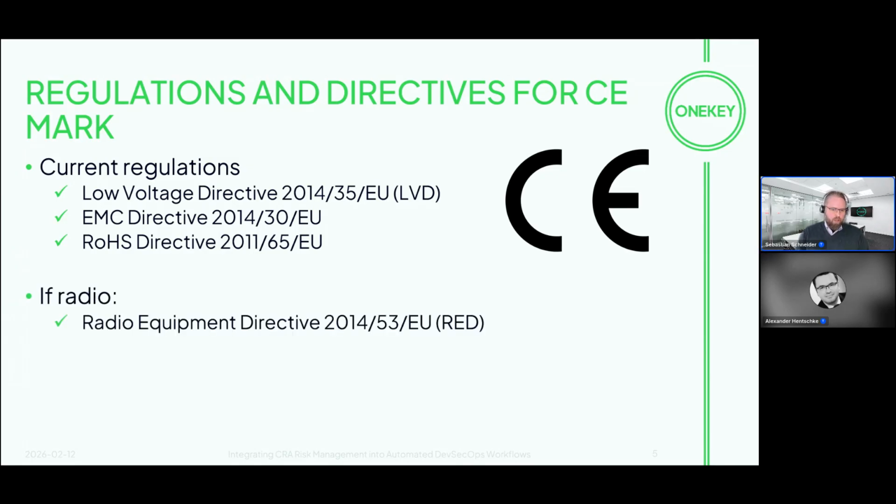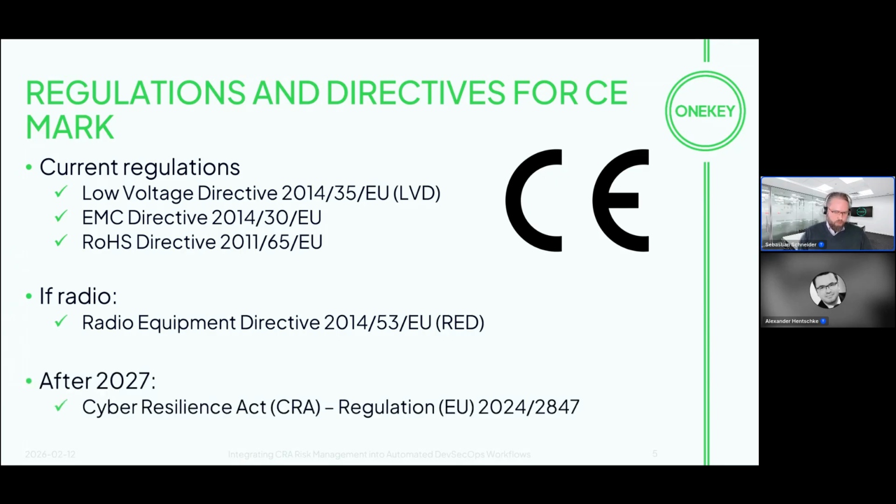If your product is somehow radio connected, so if it has an antenna and also is capable to use network protocols over this wireless connection, then you have to comply not only with the radio equipment directive, but also with the cybersecurity requirements from EN 18031. And then in future, after 27, there will also be the Cyber Resilience Act requirements, which you have to comply to when you want to put a CE sign on your product.